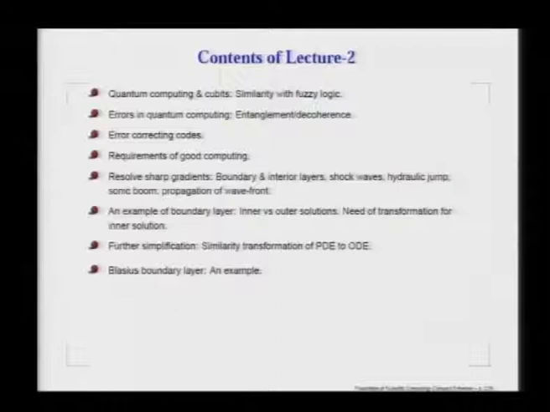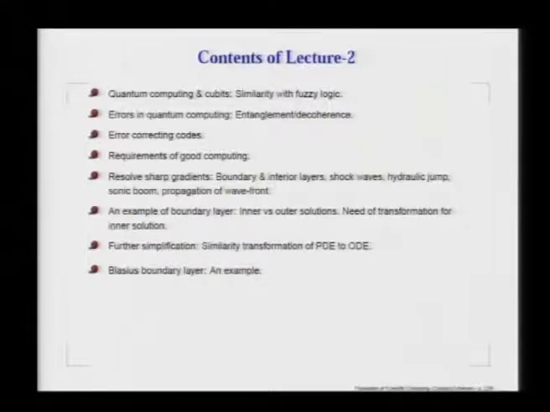Leaving aside this futuristic topic of quantum computing, we are going to talk about scientific computing in the classical sense, and we will begin with a discussion on requirements of good computing. One of the requirements is resolving a sharp gradient, and this comes about in resolving various boundary and interior layers, shock waves, hydraulic jumps, sonic boom, propagation of wave fronts, and this will be followed by an example on boundary layer.